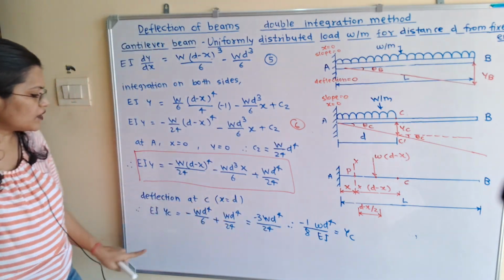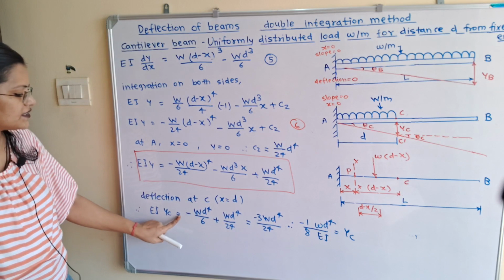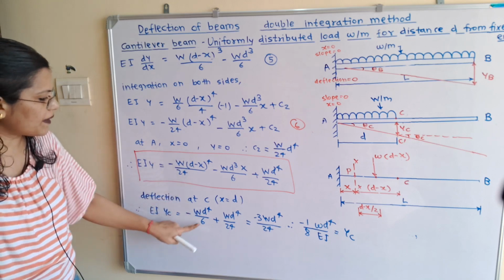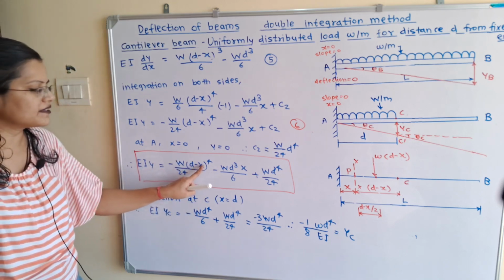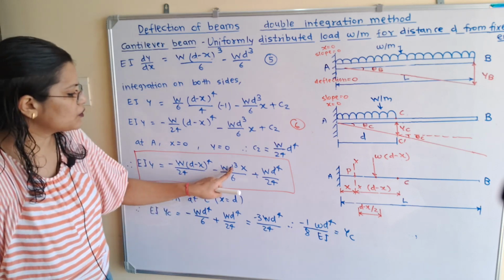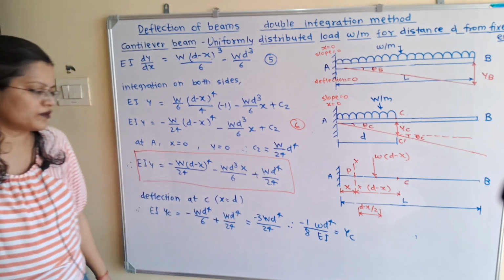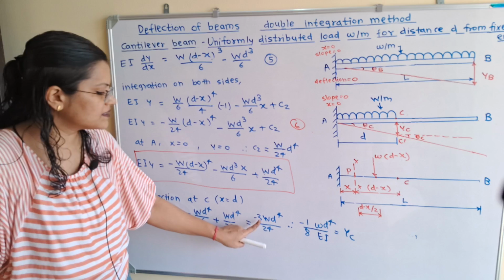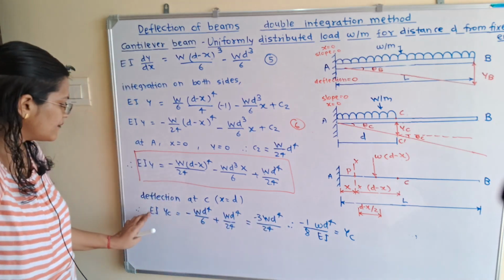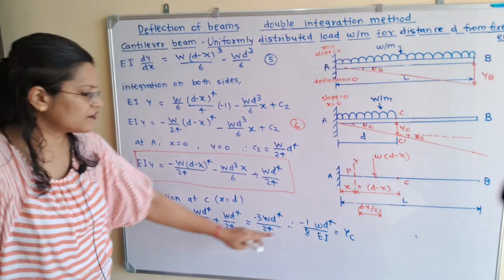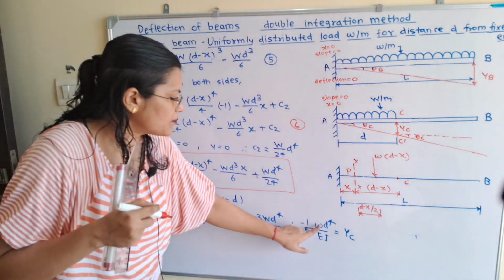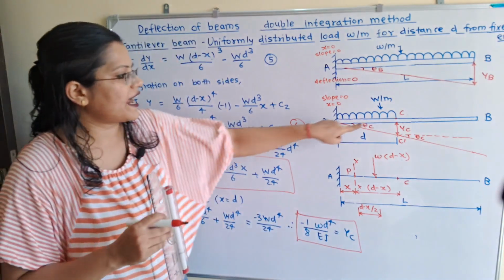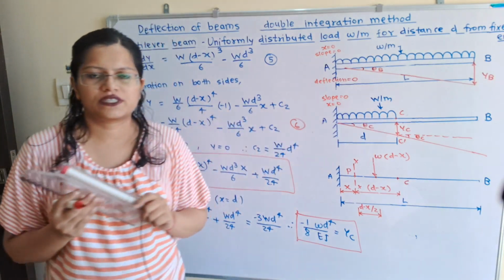When we put x is equal to d, then we will get EI YC is equal to, instead of y we will write YC, minus w d raised to 4 by 6, because this term will become 0, d minus d is equal to 0. So minus w d raised to 4 by 6 plus w d raised to 4 by 24. When we equate the denominator as 24, then we will get minus 3w d raised to 4 by 24, and we will transfer this EI term to the right hand side. Therefore YC is equal to minus w d raised to 4 by 8 EI. So this is the formula to find out deflection at point C, that is CC dash.